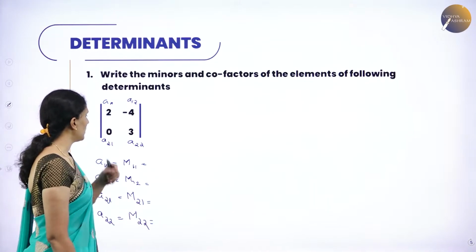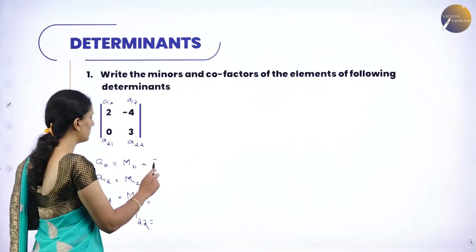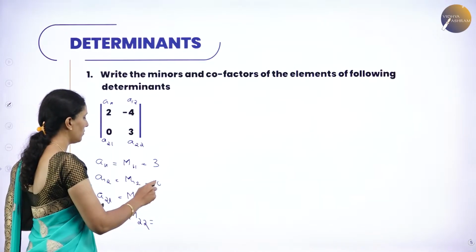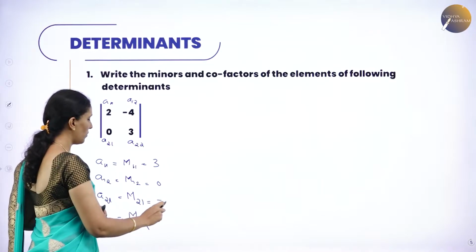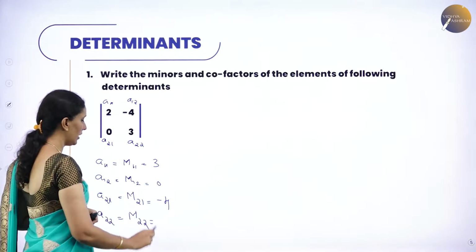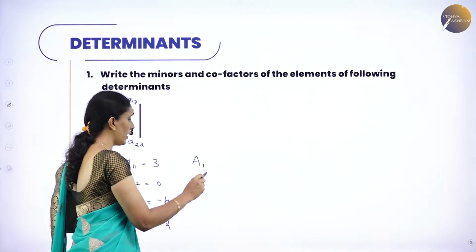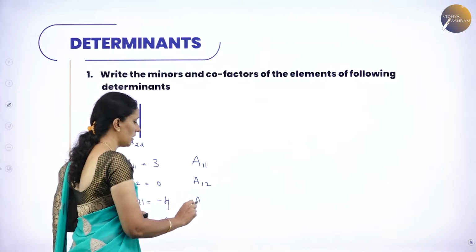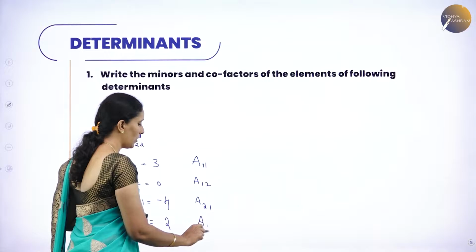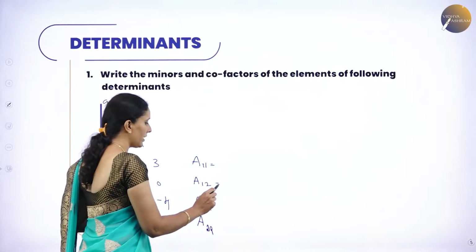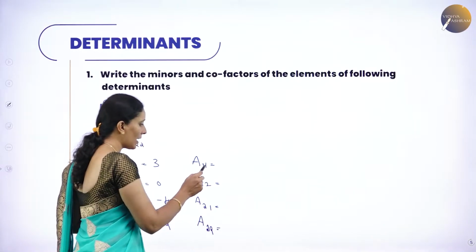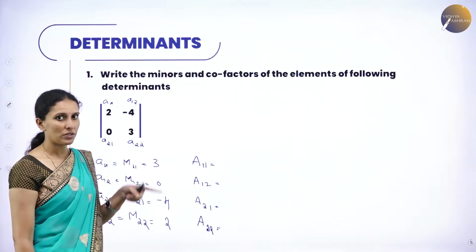So now we have here, for 2 it is 3, for -4 it is 0, and for 0 it is -4, and for 3 it is 2. So cofactors means A11, A12, A21, A22. Clearly we can see here, by adding i plus j, you can just directly write the positive and negative sign.